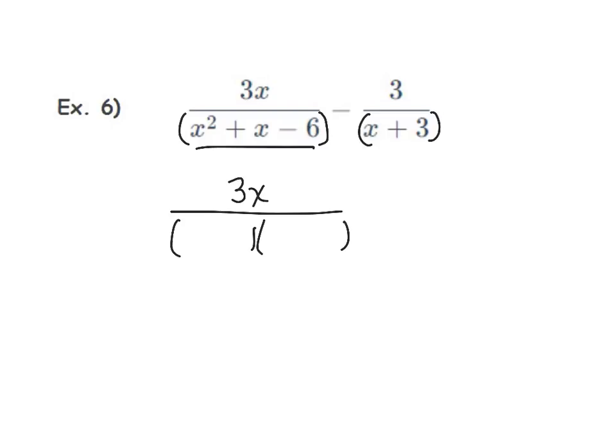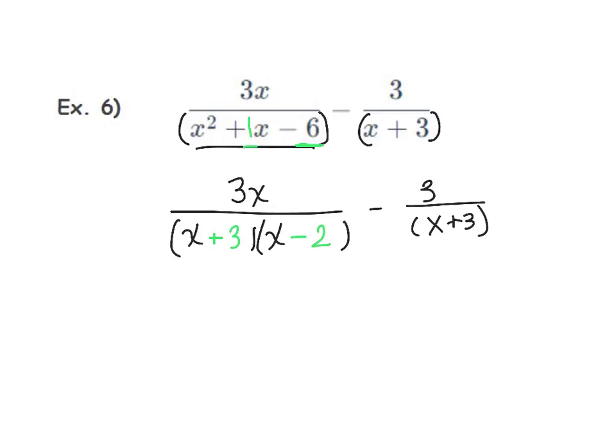since it's a trinomial, I have x times x gives me x squared. And then I need two numbers that multiply to give me negative 6, but add to give me that positive 1 there. So I believe those are the numbers 3 and 2, with the 3 being positive and the 2 being negative. And then I bring down the second expression.